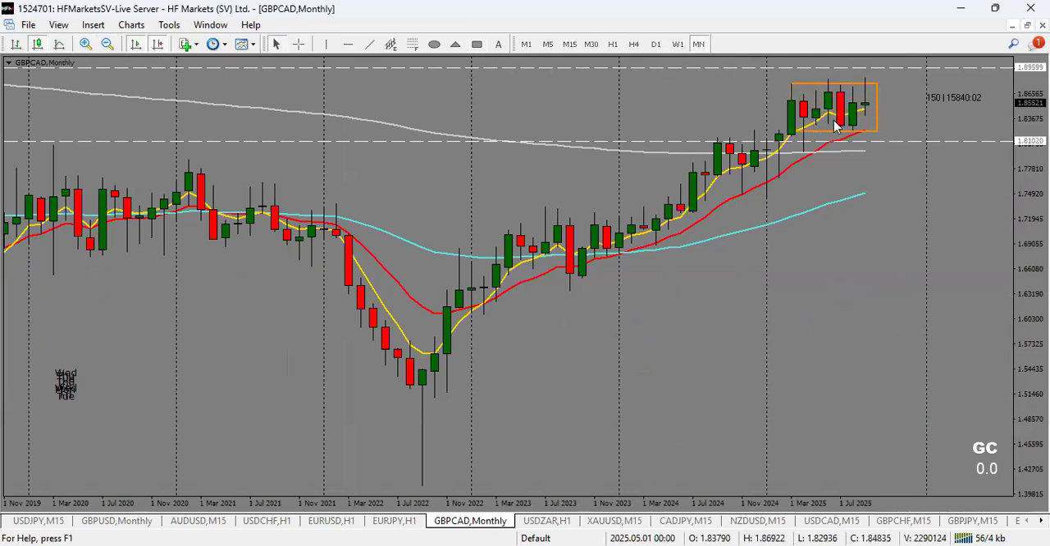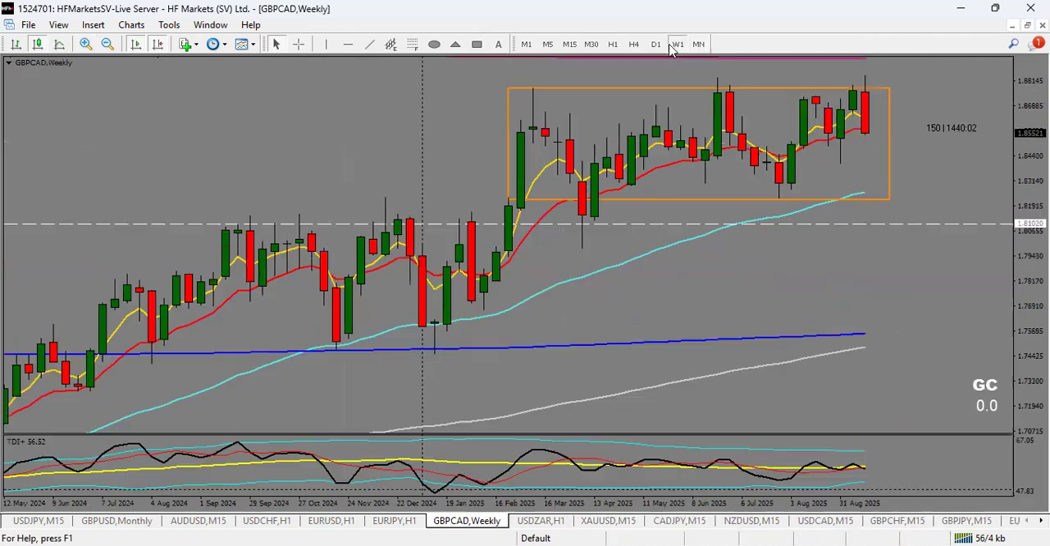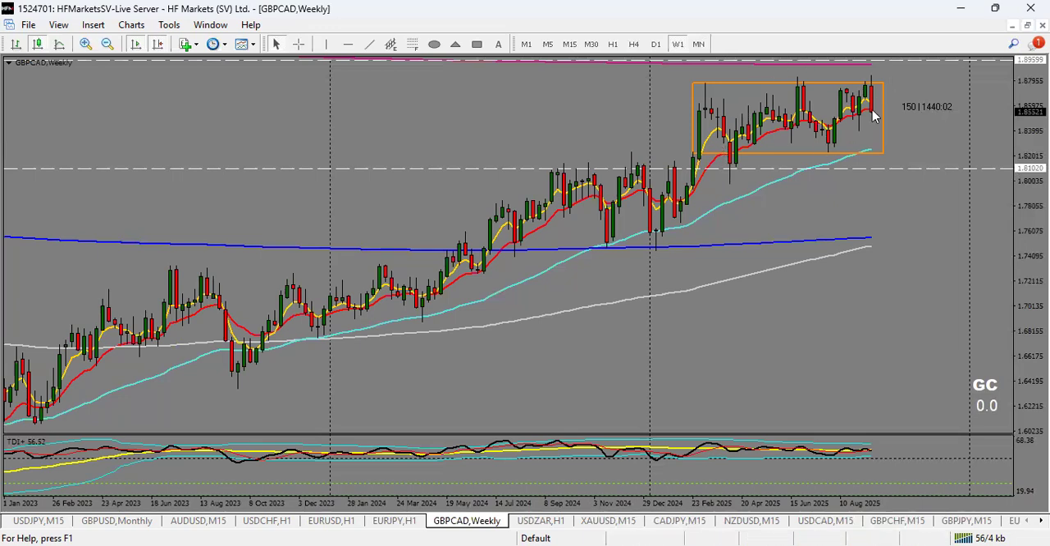So this here is a consolidation, but it's also a continuation pattern. It simply tells us that the market is resting, but it will continue with this trend. So that is what is happening here. On the weekly, you can clearly see this is a range market, and right now we are going down.